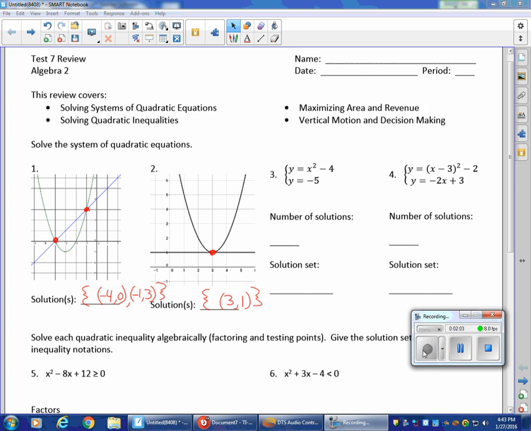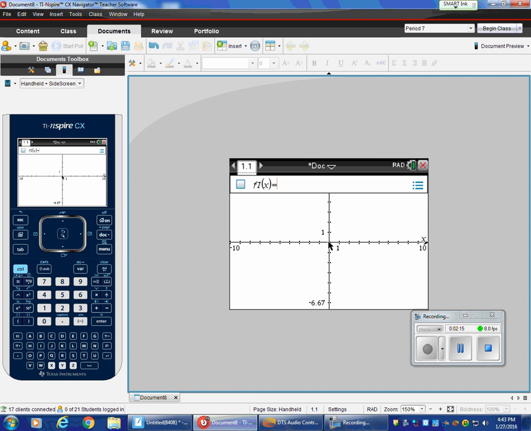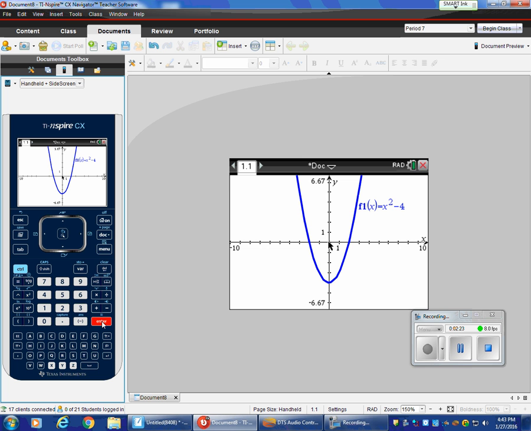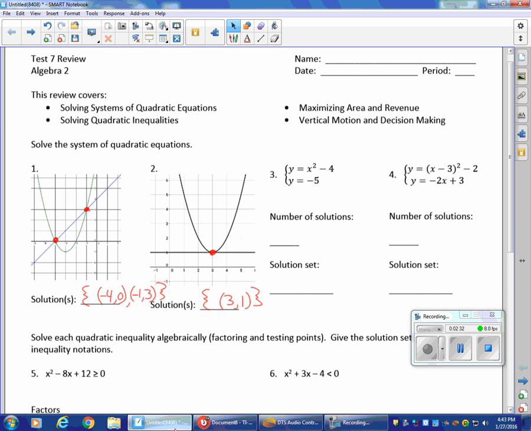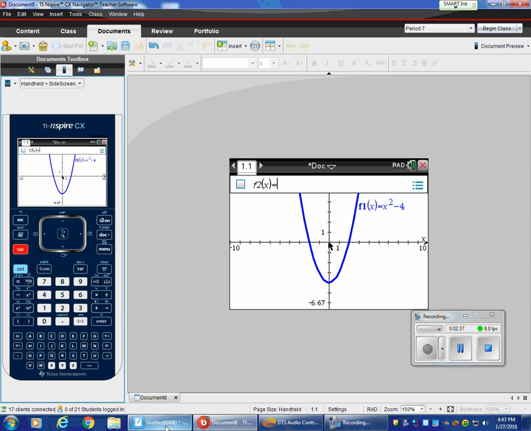We focus primarily on graphing when it came to problems of this nature. So we're going to graph our first one: x squared minus 4. We'll make a new document, a graphs page. I want x squared minus 4. I'm going to hit enter and graph it. To graph my second equation, I want to press tab. Let's see what it equals. It equals negative 5. So I'm going to type in f2 of x equals negative 5 and hit enter.